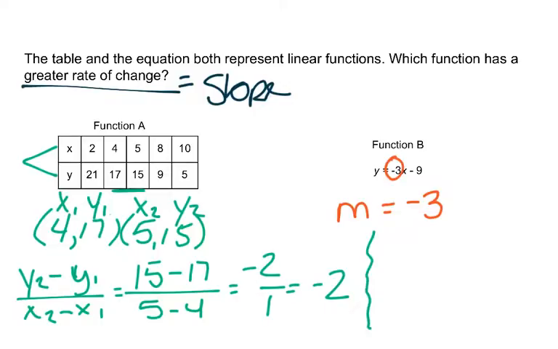All right, so let's compare them. Function A has a slope or a rate of change of -2, and function B has a slope of -3. -2 is greater than -3. So function A has a greater rate of change than function B.